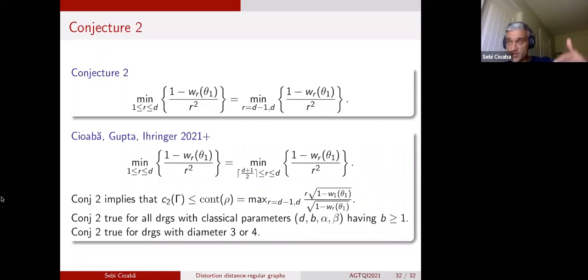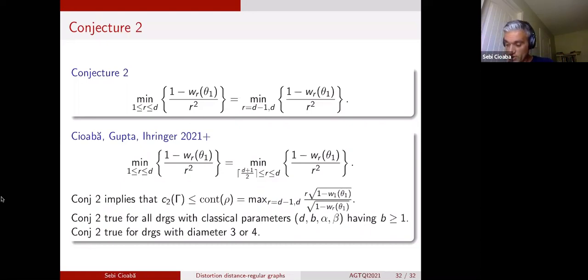It goes to θ1 over k and so on. It goes down. But this is a bit different. You have this quadratic thing, r squared. We can prove that the minimum is attained on the second half of the diameter. It's attained for an index which is at least half of the diameter. So that proves the conjecture for diameter 3 and 4.